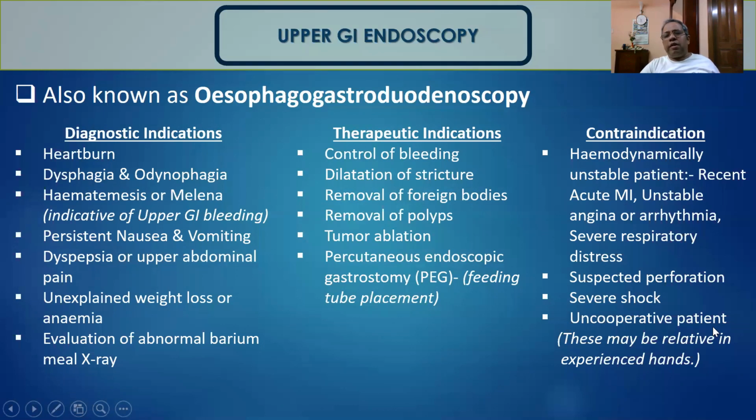Uncooperative patient. Some patients are very uncooperative. They don't allow you to put the airway tube in the mouth. So in that case, it is a relative contraindication for upper GI endoscopy. In the case of an uncooperative patient, you can do it after giving general anesthesia. But in the rest of the cases, we usually practice only surface anesthesia, then we can examine the patient with upper GI endoscopy. But in case of an uncooperative patient, under anesthesia, you can evaluate it.